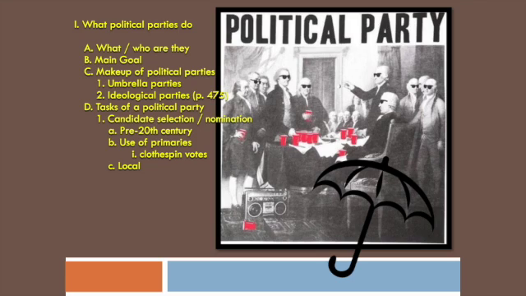Okay. Umbrella parties have broad goals and broad values. Ideological parties are different. They are smaller political parties who have a narrow set of values and a narrow set of beliefs, and you're expected to go along with that. Okay, so umbrella parties, I'm about to show you the difference between the two.